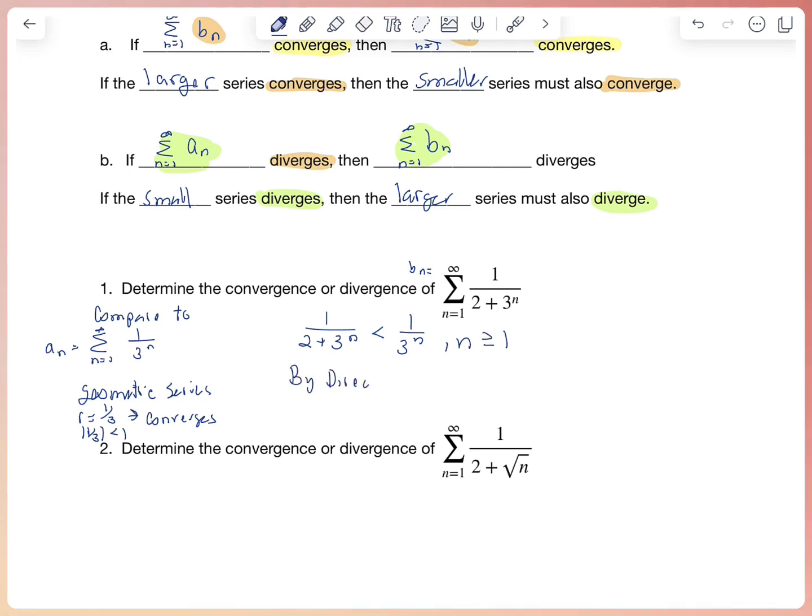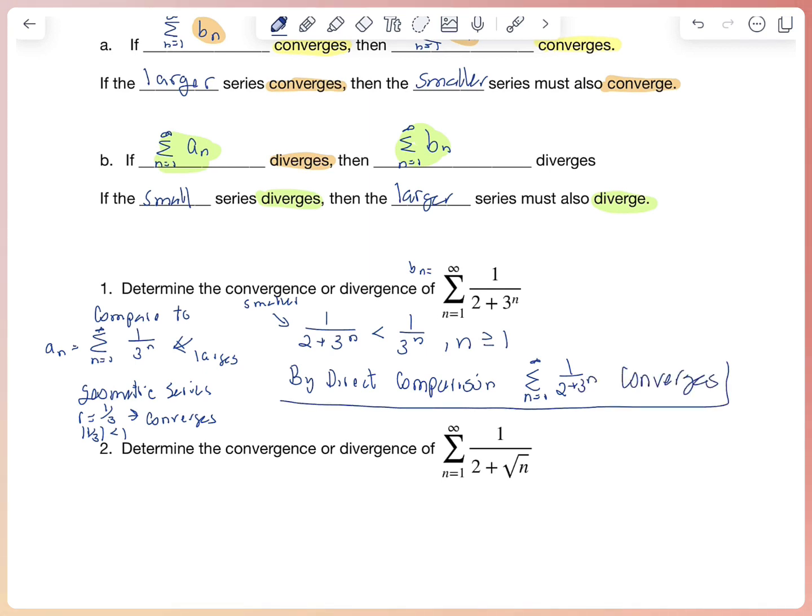So I can conclude by the direct comparison test. Since I have a convergent series that is larger than the given series, I can conclude by direct comparison that the series n equals 1 to infinity of 1 over 2 plus 3 to the n converges.